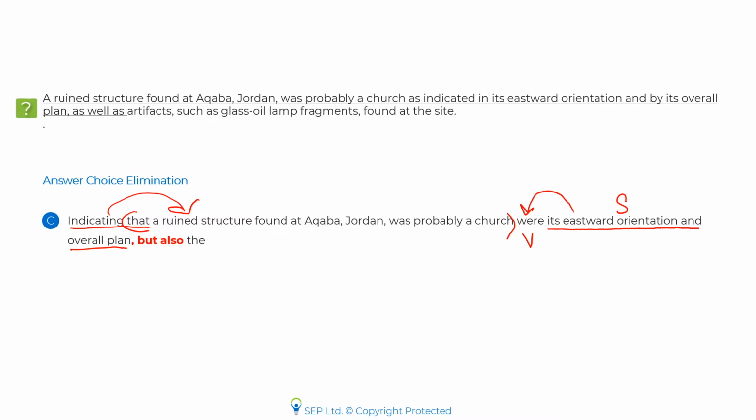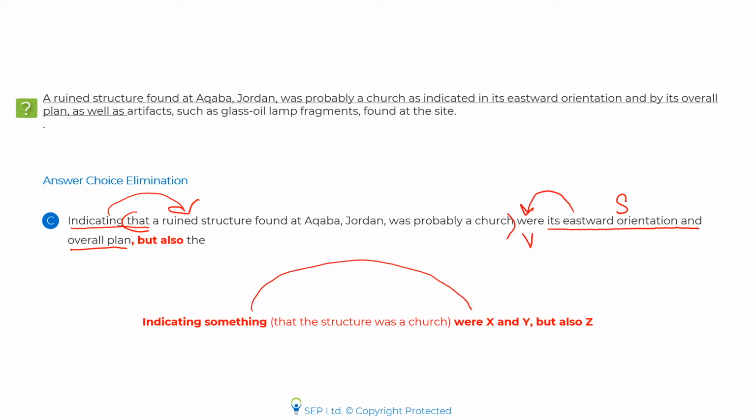But then the usage of "but also" here is quite out of place. We know that "but also" is justified when there is a "not only" as well. So indicating something were X and Y, which is okay, but also Z is incorrect. So C is ruled out. Let's now move to choice D.